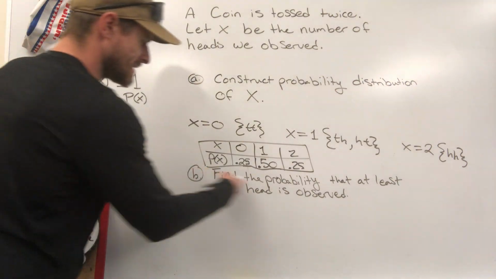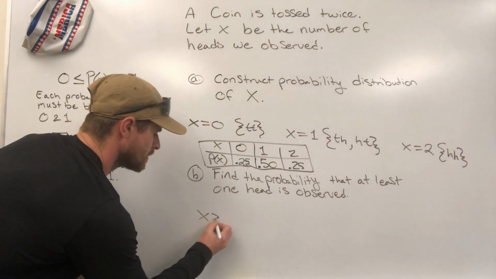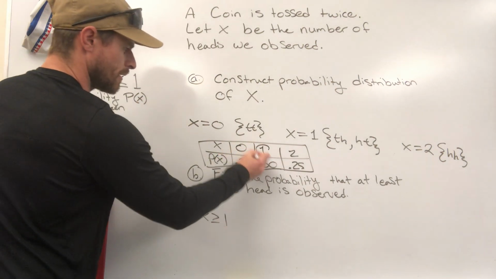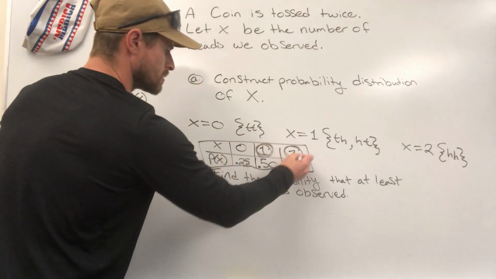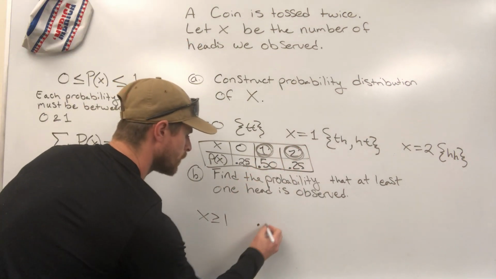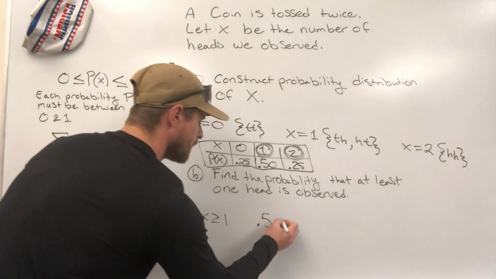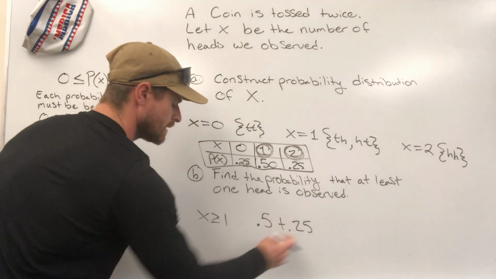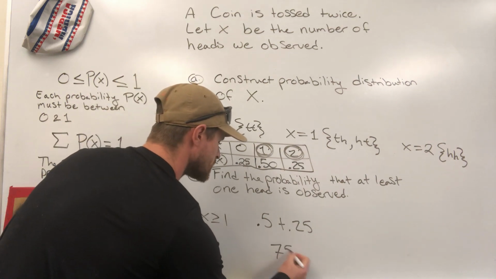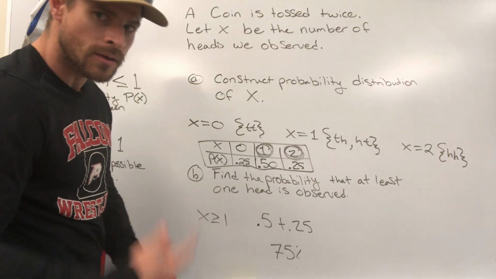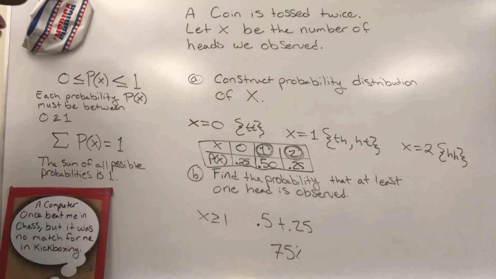So basically what that's asking is when X is greater than or equal to 1, right? Well, that means we've got to count this one and we've got to count this one. So we're just going to add our 2 probabilities together. That'd be 0.5, 50%, plus 0.25, 25%. Combining those is going to give us a 75% chance of seeing heads at least 1 time. And that's how you would break down a problem like this.